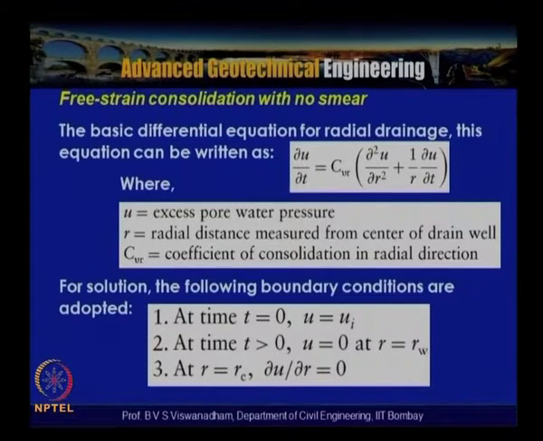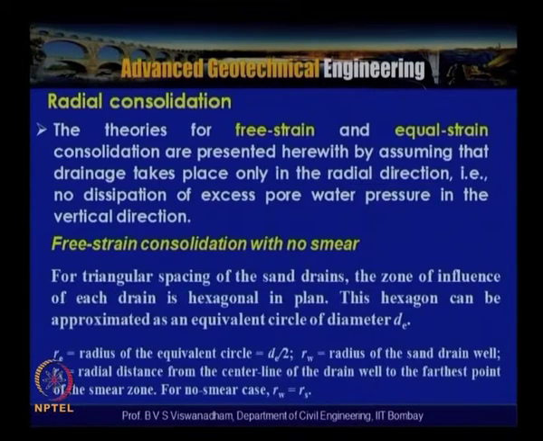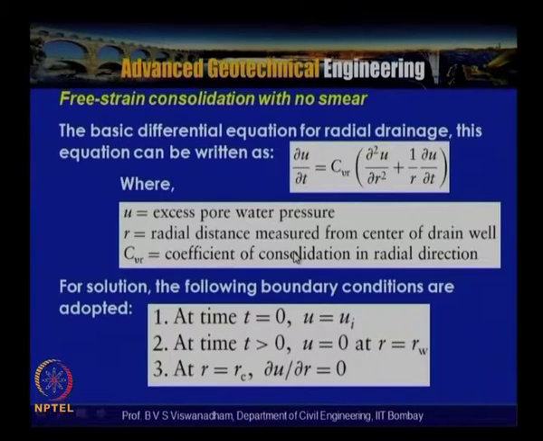because the permeability of the sand drain is many times, 1 million times more than the clay. At r is equal to re, where it is the farthest end of the influence zone, dou u by dou r is equal to 0. That means that no consolidation, no hydraulic gradient happens here. That is, at this point dou u by dou r is equal to 0 is assumed here. That means that there is no consolidation happening there.